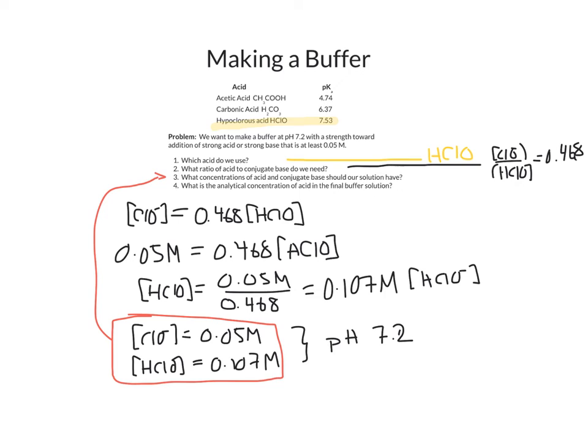Our fourth question is, what is the analytical concentration of the acid in the final buffer solution? These are the concentrations in our final buffer solution, and the analytical concentration is just the sum of those two concentrations. And so the analytical concentration, the sum of the conjugate acid and conjugate base concentration, is 0.157 molar.